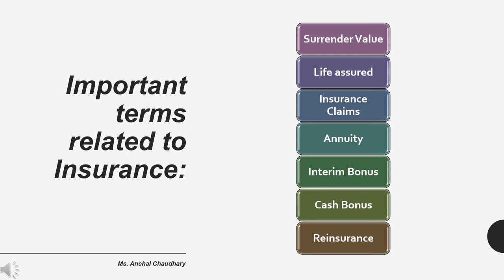Next is your interim bonus. So students, let me clear one thing, that all the bonuses are generally given at the end of the year, right? So whenever the policy matures or death occurs of the policy holder in between the two successive bonus declaration dates, then in that case an interim bonus is paid. Like you are paying the bonus in between the two successive bonus declarations, so that is your interim bonus.